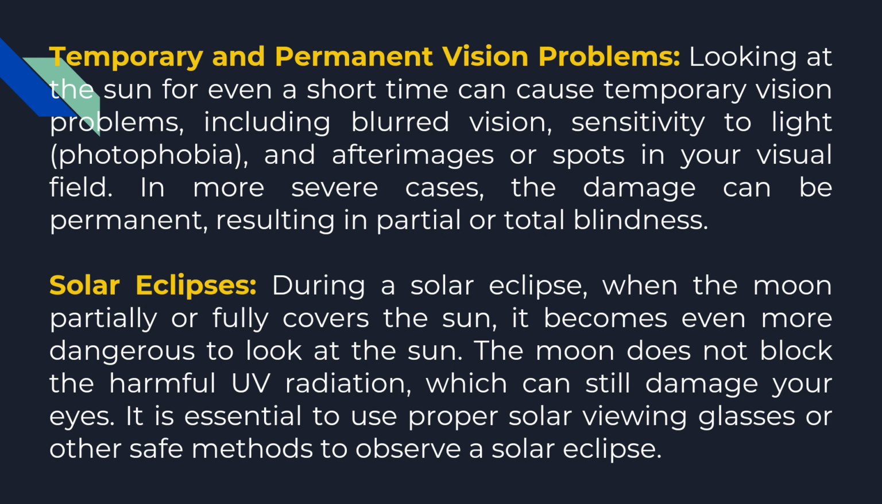Solar eclipses. During a solar eclipse, when the moon partially or fully covers the sun, it becomes even more dangerous to look at the sun. The moon does not block the harmful UV radiation, which can still damage your eyes. It is essential to use proper solar viewing glasses or other safe methods to observe a solar eclipse.